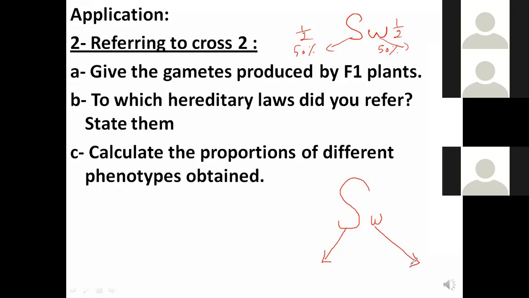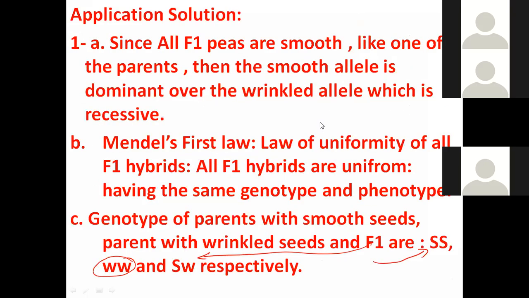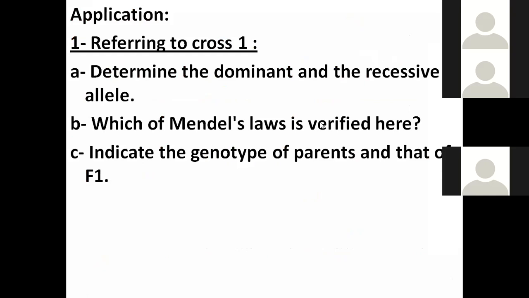To which hereditary laws did you refer? Always whenever we have self-cross, the laws are the second and the third: the law of independent segregation of the gametes and the law of uniformity of the gametes, or law of purity of the gametes. Calculate the proportion of different phenotypes obtained. So for proportions, what do we have to use? Here is the second law. So they are talking about the proportions.